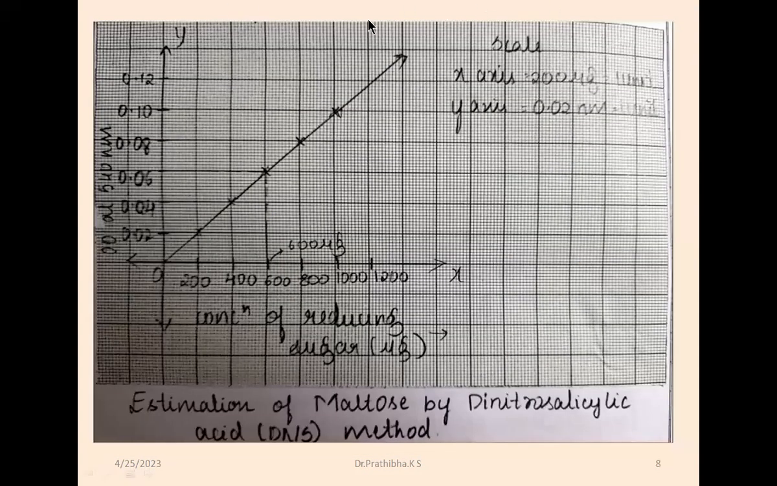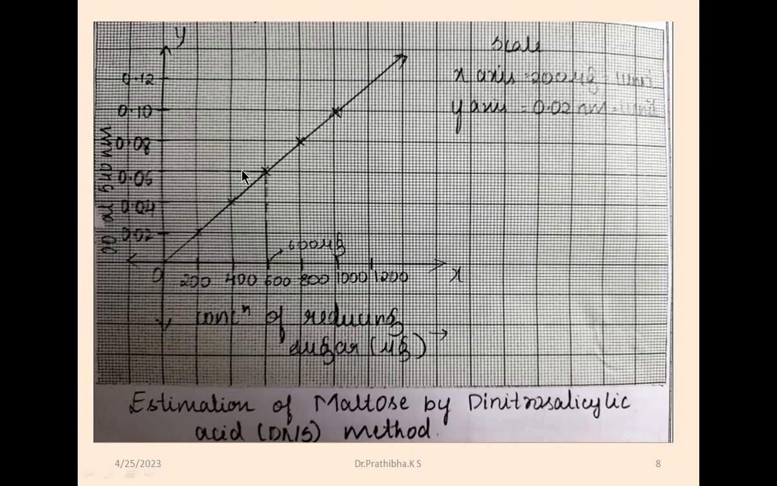Focus on the graph. Always write the experiment title on top. Then write the scale. X-axis, how much? 1 unit. Y-axis, how much? 1 unit. Then here also write x-axis concentration of reducing sugar in microgram. Then here OD at 540 nanometer. Then whatever OD you got, based on that you need to plot the straight line. Then the unknown, you need to plot here.